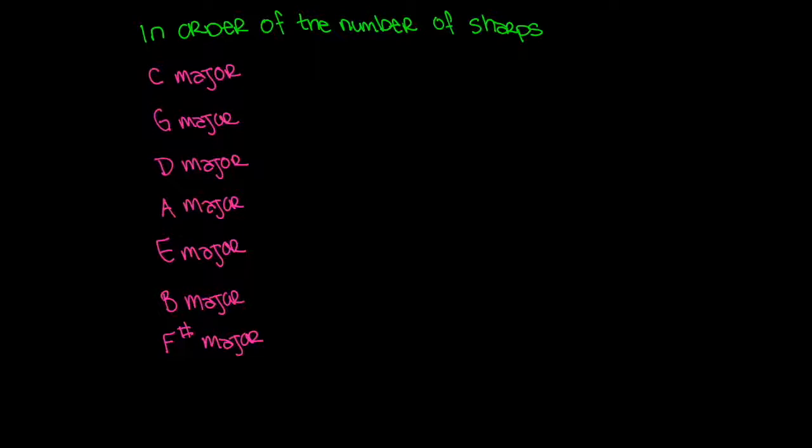Now I can notice some things about this. This is starting to look like a pattern. Once again, we have 0, 1, 2, 3, 4, 5, and 6 sharps. So in the key of D major, we can expect 2 sharps to occur. In E major, 4 sharps. In C major, no sharps. F sharp major has 6 sharps. A major has 3 sharps, B major has 5 sharps. That's the number of sharps that occurs in each of the keys.